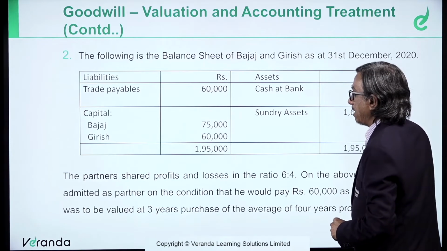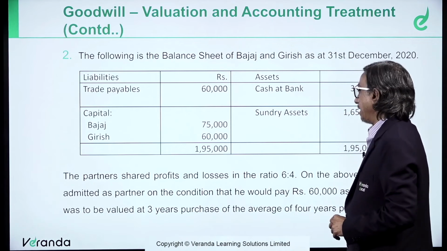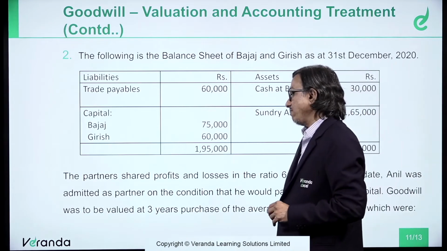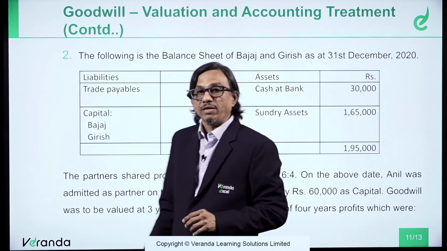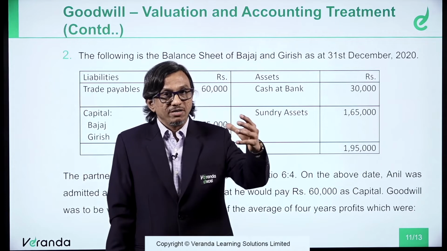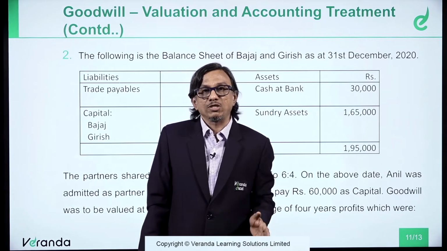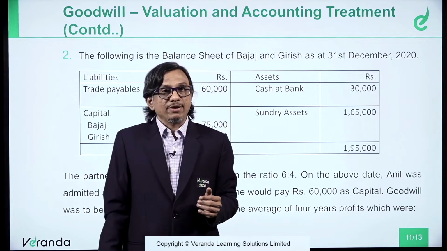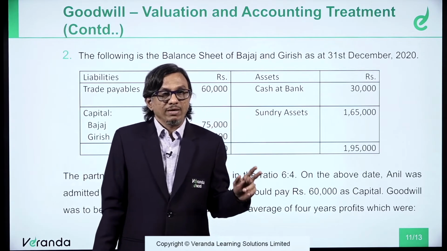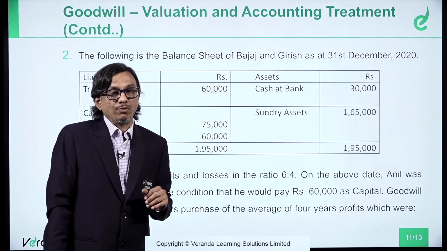On the above date, Anil was admitted as a partner on the condition that he would pay 60,000 as capital. Goodwill was to be valued at 3 years purchase of the average of 4 years profits. So you are admitting a new partner. On account of that, the new partner is going to bring 60,000 rupees towards his capital, and you're also going to find the value of goodwill, which will be the average of the last 4 years profits. So let us see the profit of the last 4 years.